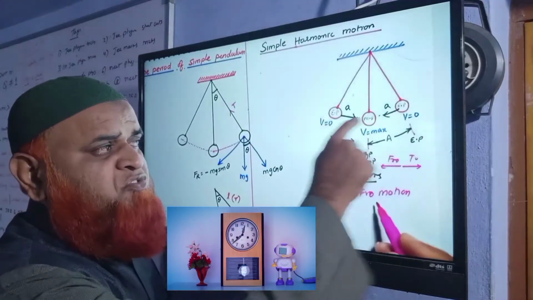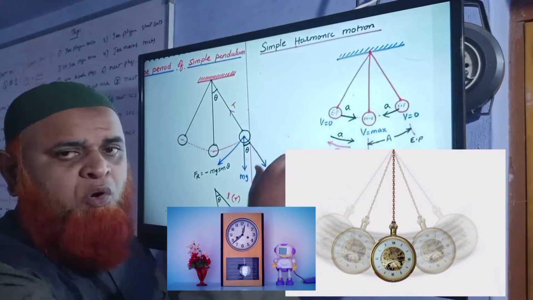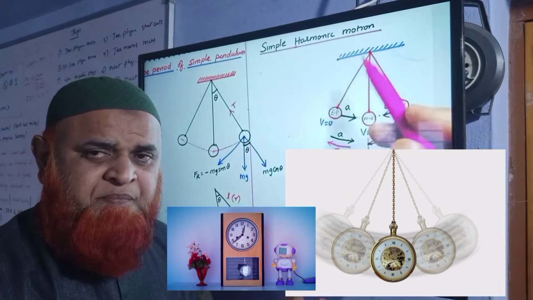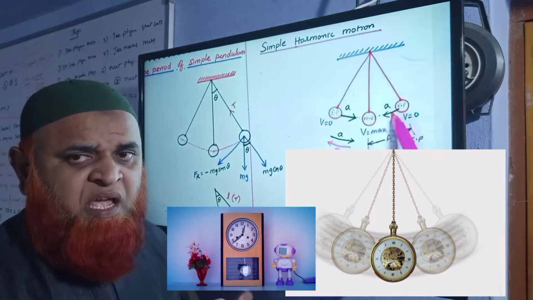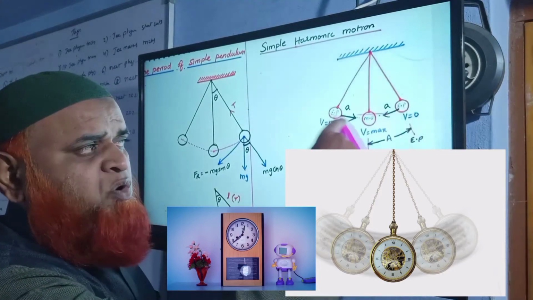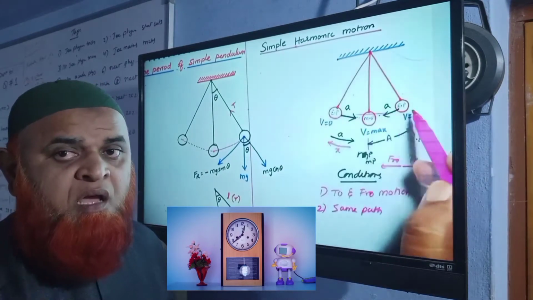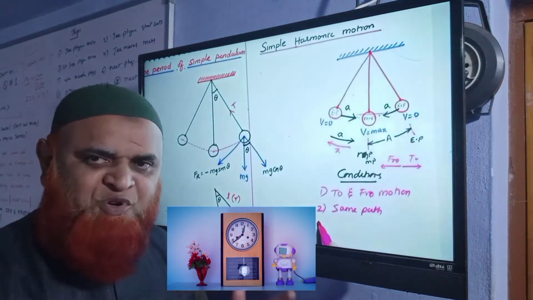What are the conditions for simple harmonic motion? The first condition is that it should be to and fro. It should go to and fro along the same path. The path should not change. In a simple pendulum, the path does not change. That is the first condition for simple harmonic motion.